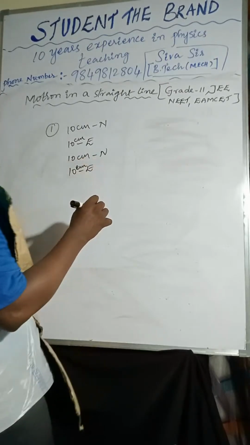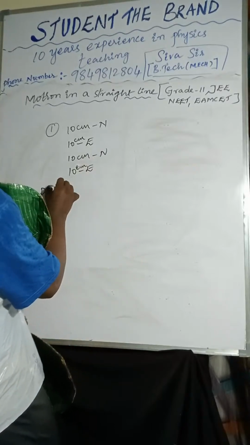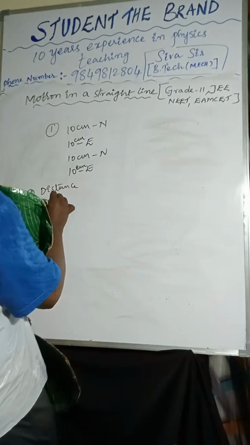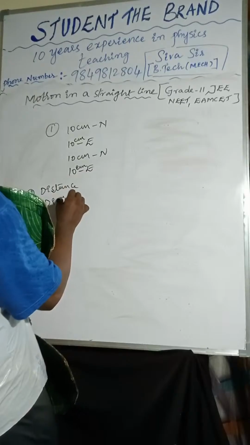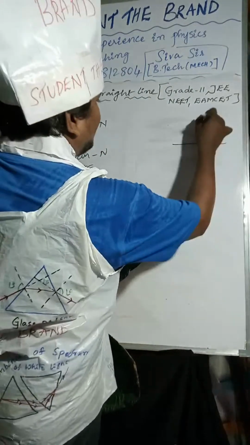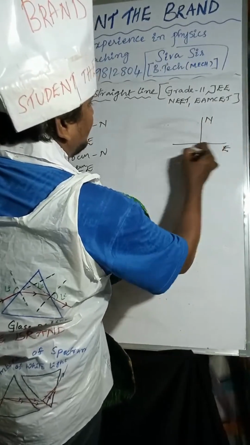So what is the distance and displacement? In this case, what is the distance? Distance is the first point, and then coming to the displacement. So how can we find out distance and displacement? Can anybody say? So I will give that. You can take north, south, east and west.